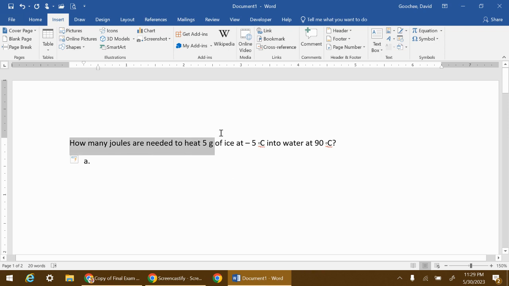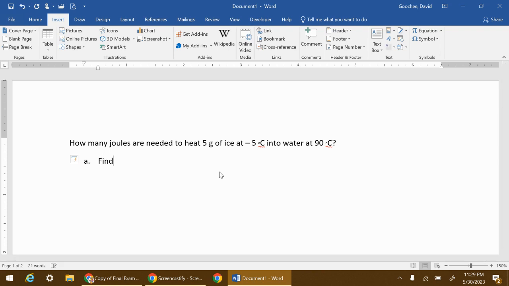So how many joules are needed to heat 5 grams of ice at -5 Celsius into water at 90 degrees Celsius? Well, the first thing I'm going to say is find the energy needed to warm the ice from -5 C to, if you guys remember, the temperature at which ice melts, stops being ice, is 0 Celsius. So find the energy needed to warm the ice from -5 Celsius to 0 Celsius. Then find the energy needed to melt the ice and turn it into water.